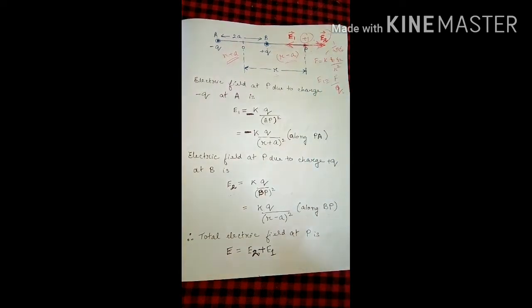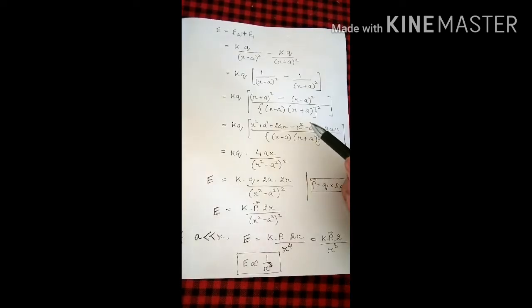Is it clear? So what will be the total electric field intensity at this point? That is very easy. We can easily calculate it by adding the electric field intensity due to the first charge and the electric field intensity due to the second charge. So here we have to add E1 and E2 to get the total electric field at this point. So we have written the total electric field at the point P is E equal to E2 plus E1.